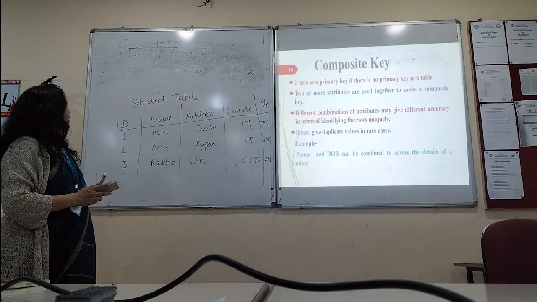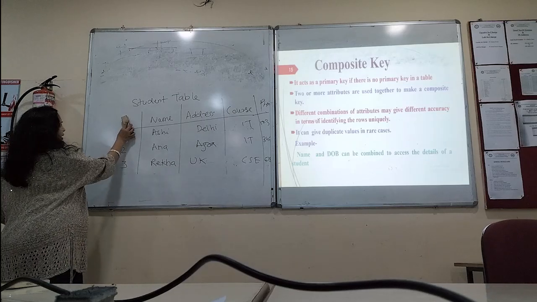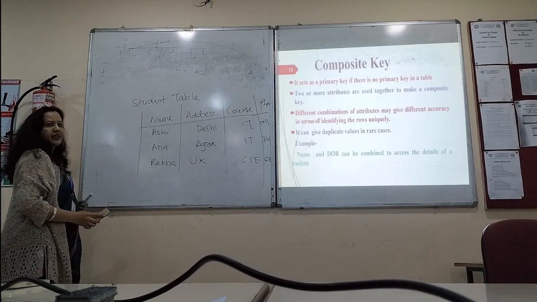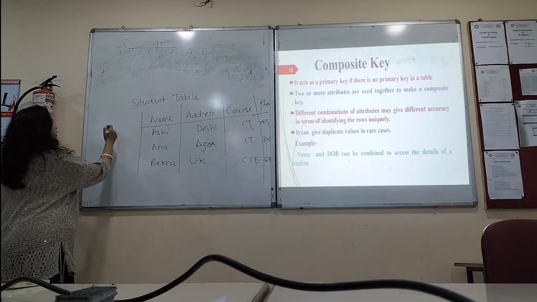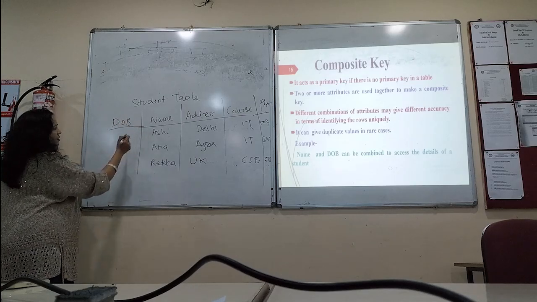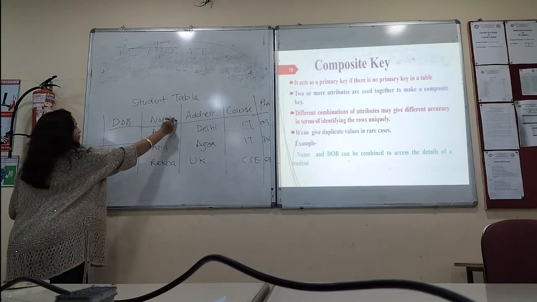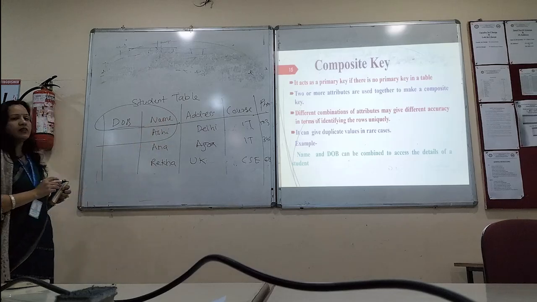Suppose this is a table and here we are missing this. There is no ID and we have added DOB, right? So DOB and this column can become the composite key, right?